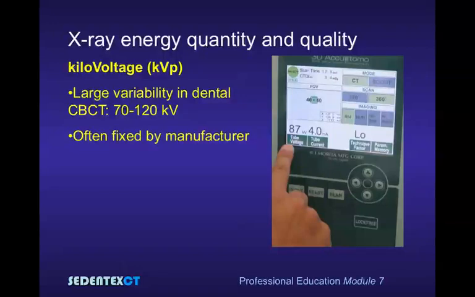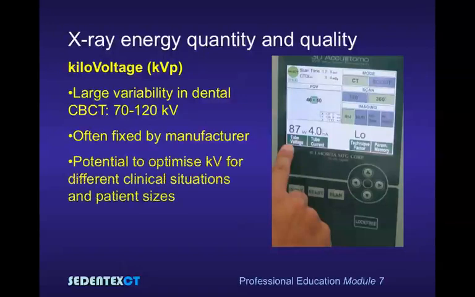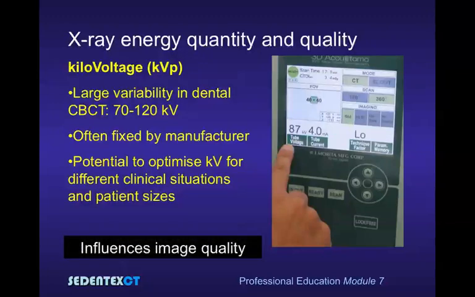The kilovoltage is often fixed by the manufacturer, and only some cone beam CT machines offer the potential to optimize the kilovoltage for different clinical situations and patient sizes. An important factor to consider, which we'll explore later, is that changing the kilovoltage will also influence the image quality.